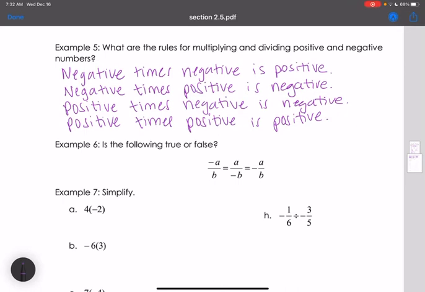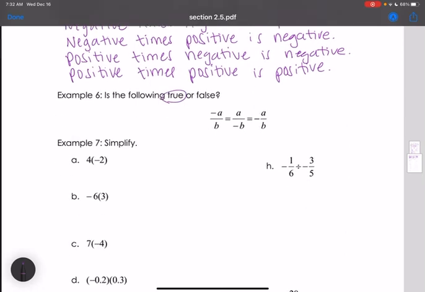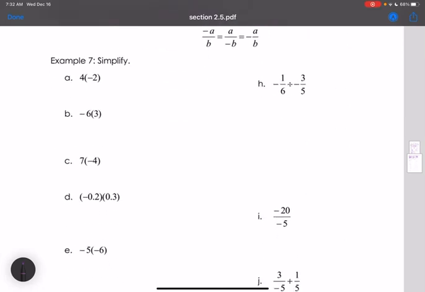Okay, so next, number 6 is the following true or false. Oh, so look at that. And I keep saying this, right? That the negative, you can float it up top, you can put it on the bottom, or you can throw it out front, and every single one of those is the same. I say that all the time, so you know that's true. Number 7.